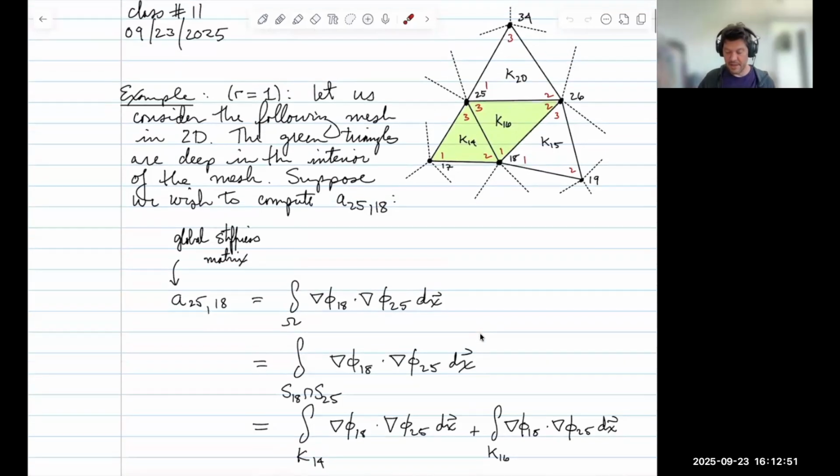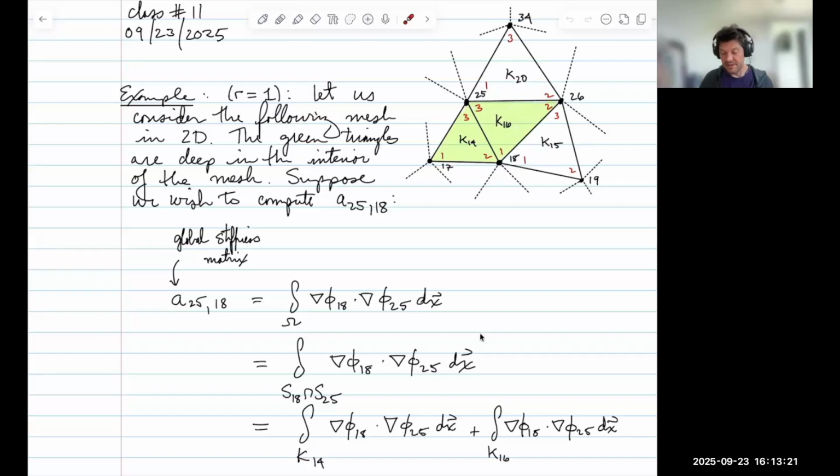Now notice that within these two triangles, the local node numbering always goes in the counterclockwise order. Global node numbering can be all over the map. It doesn't have to make sense at all. But local node numbering is very specific and very important. Now, which node is node 1 is up to you to decide.